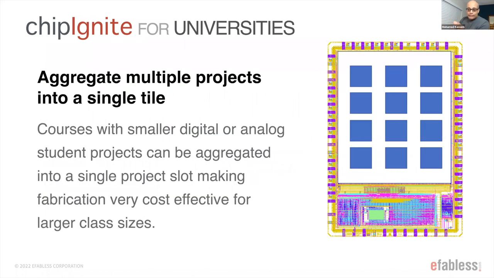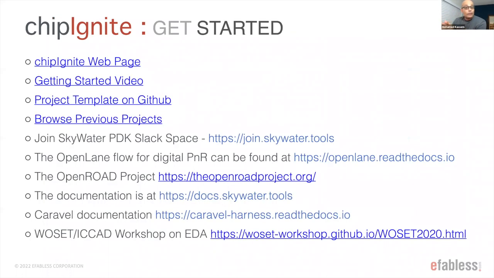And also, as I mentioned here, we've seen examples of professors dividing up the design. This is an example at Cornell University. They have a course add-on that used one of the slots, and they divided the team into groups, and these groups share a slot on chipIgnite. And this basically ends my coverage of what chipIgnite is, and gives you a little bit of background on how we came all the way to where we are right now.